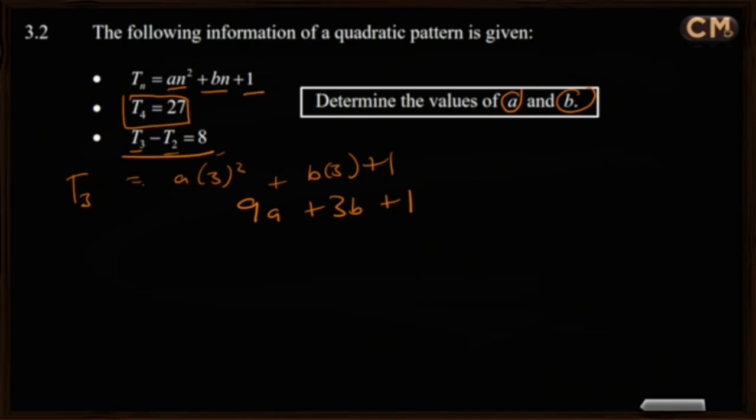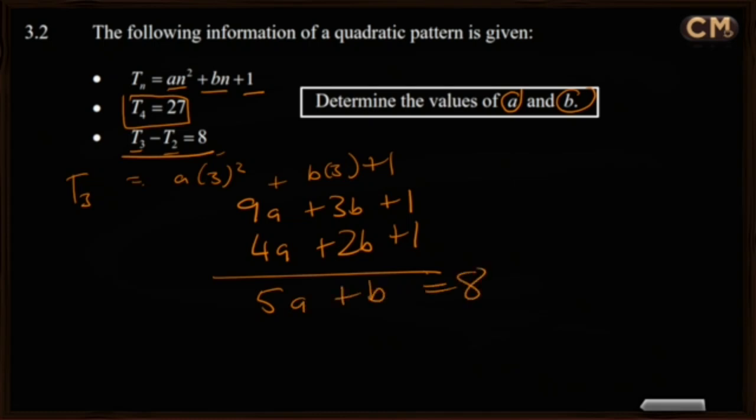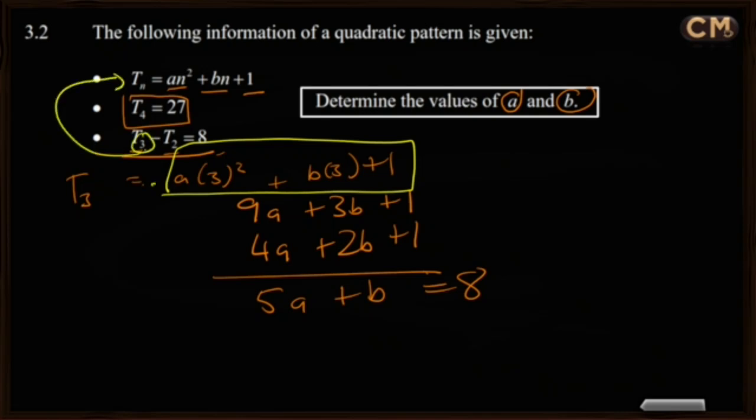And then of course we know that if we subtract the 2nd term, we get 4A plus 2B plus 1. That's going to give us the exact same thing. And that means we now know that 5A plus B is equal to 8. So let's just stop there. Remember, I took the value 3 and subbed it in here. That gave us this. Now if I want to do the same thing with the 2, I'm going to get that. Why? Because they say t3 minus t2 is equal to that. So there we have that.